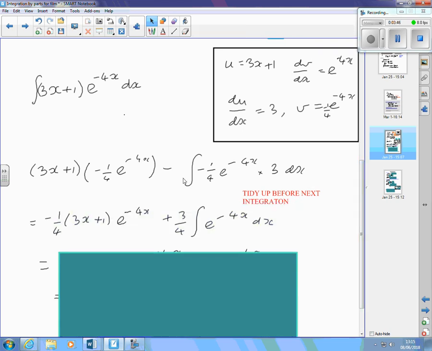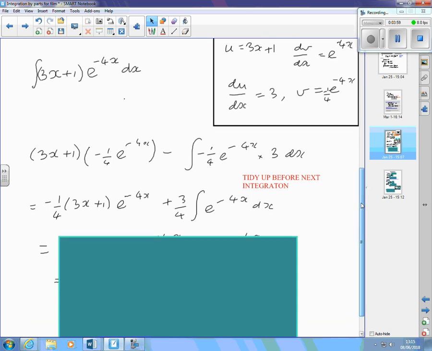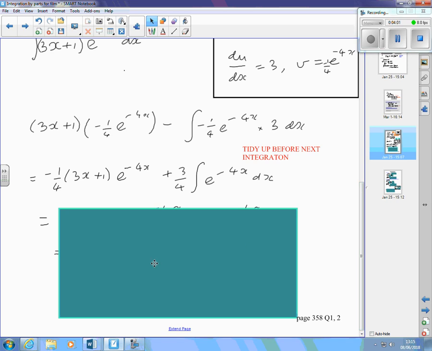Tidy up before you do the next integration. You're subtracting a negative, so that's adding. We've got a factor, a quarter, and a factor 3. They are constant factors, so they can come outside the integration. Nothing else can come outside an integration, only constant factors.